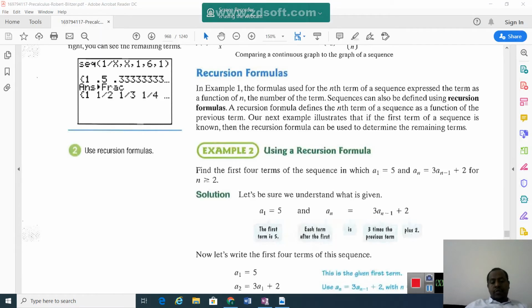In example 2, we are going to use a recursive formula. In a recursive formula, one thing you should know is that to find the nth term of a sequence, you need to know the previous term. A recursive formula defines the nth term of the sequence as a function of the previous term. So in example 2, we will see how we can use a recursive formula.